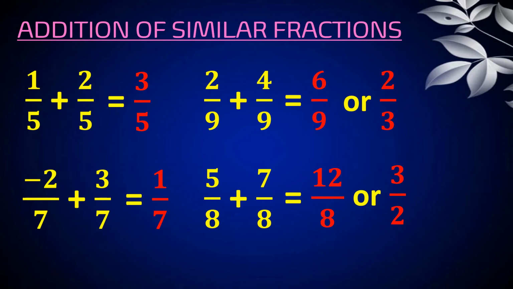Our fraction is improper fraction. So, para i-simplify, gagawin nating mixed number. So, let's divide the numerator by the denominator. So, we have 3 divided by 2 is equal to 1. The remainder is 1. So, yun ang ating numerator. And then, i-copy natin ang denominator. So, our answer is 1 and 1/2.